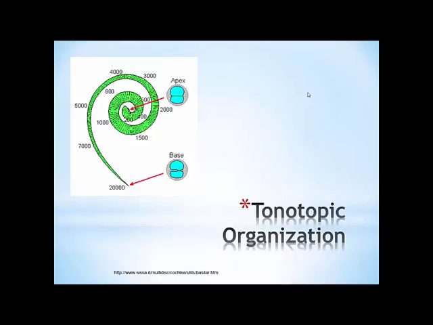Additionally, you should remember that the cochlea has tonotopic organization, which means that sounds of different frequencies are perceived at different locations along the basilar membrane, which is what the organ of Corti sits on. So very high frequency sounds are perceived at the base end of the cochlea, the end where the stapes footplate is, and the very low frequency sounds are perceived at the apex of the cochlea, the top point on the snail shell.